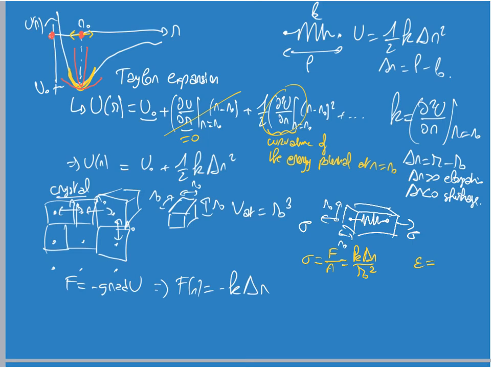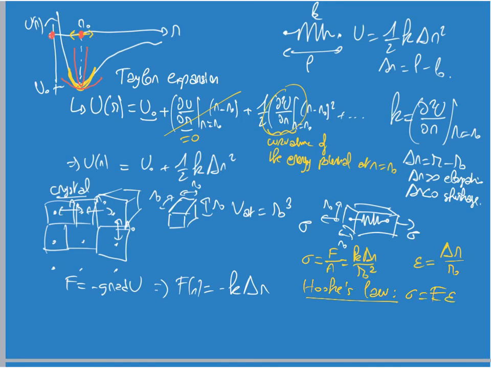The relative elongation is the absolute elongation delta R divided by the initial distance, and the initial distance is R naught. So the strain is given by delta R divided by R naught. Then what we can do finally is to use Hooke's law. Hooke's law tells you that the stress is proportional to the strain, and that the proportionality constant is the Young's modulus.